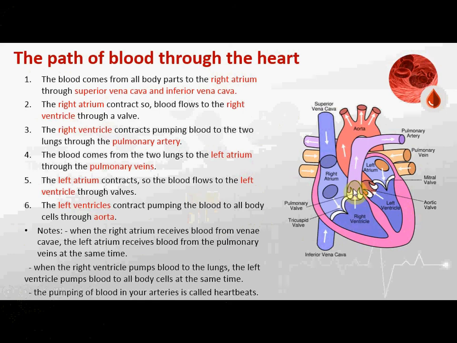And here we have the right ventricle and left ventricle. The right ventricle pumps blood to the lungs. The left ventricle pumps blood to all body parts at the same time. They contract at the same time. The right ventricle contracts to the lungs. The left ventricle contracts to all the body parts at the same time.